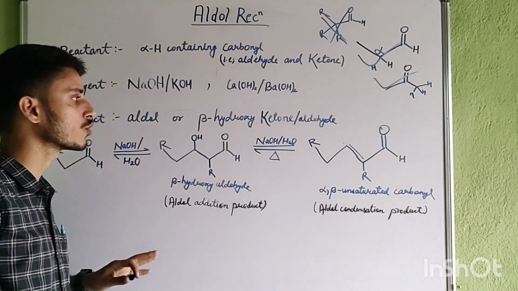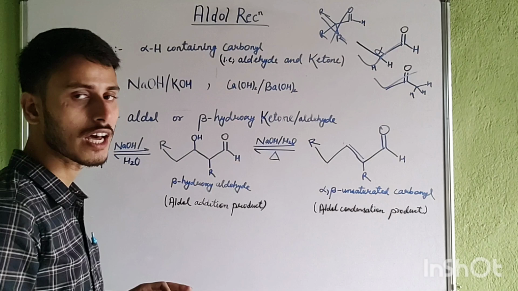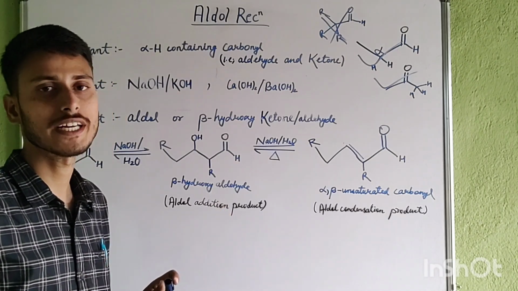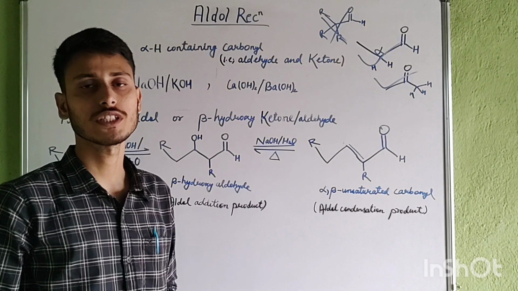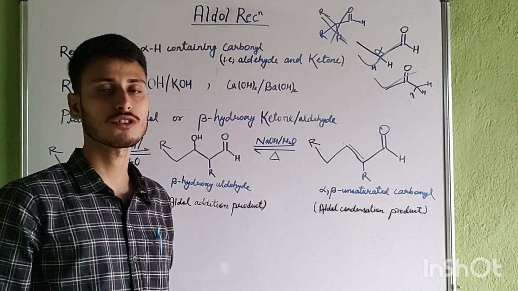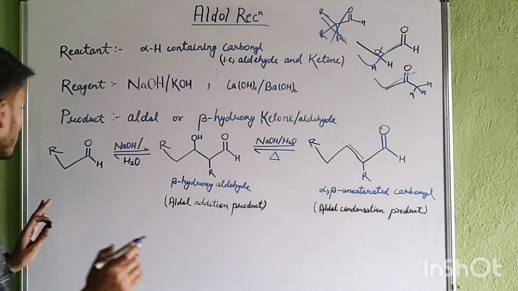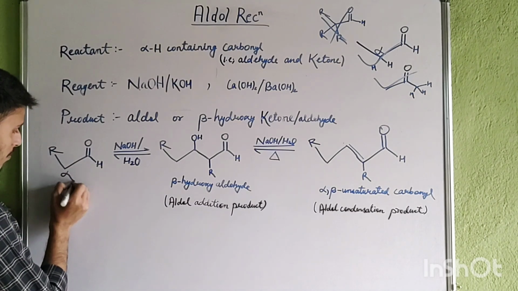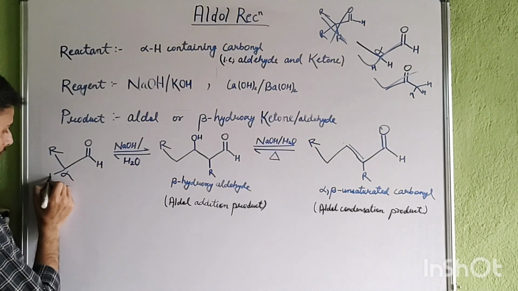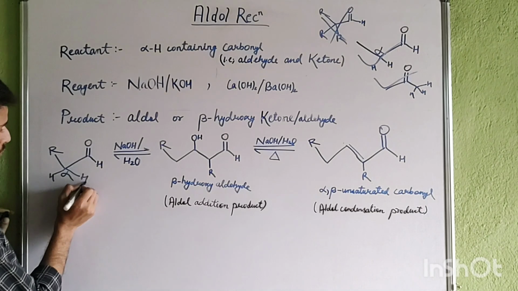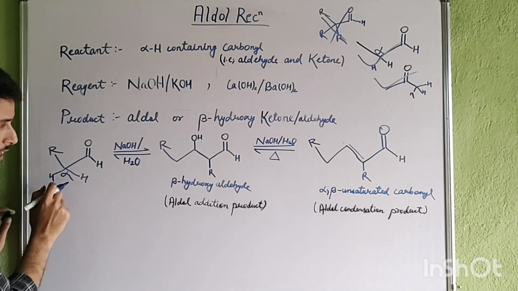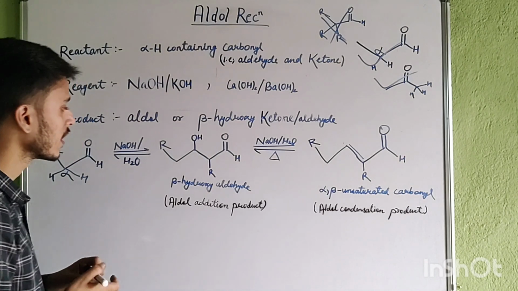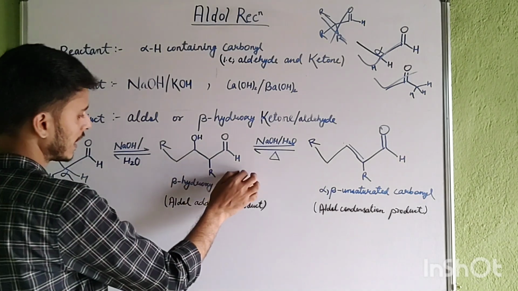This can be taken. And the reagent is the base, and the product is aldol. This aldol is also known as beta hydroxycarbonyl. If we are using ketone, then we'll get beta hydroxyketone. If we are using aldehyde, then we will get beta hydroxyaldehyde. Here we have taken this aldehyde. This is our alpha carbon, and hydrogen is present at this alpha carbon. So the first product that we will get here is beta hydroxyaldehyde.